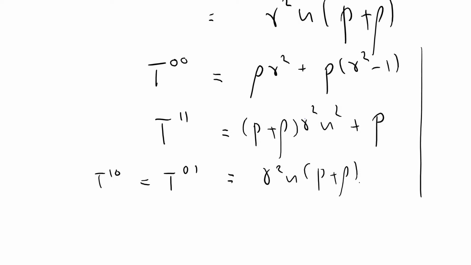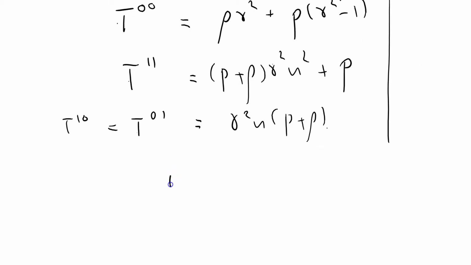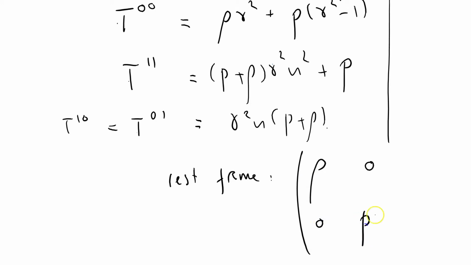General relativity, step by step. I've got my expression for my stress energy tensor here, or at least 3 terms of it, for a perfect fluid. So in its rest frame, we've got as a matrix 0, 0, P.